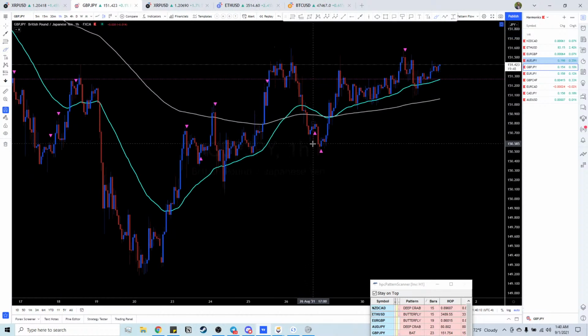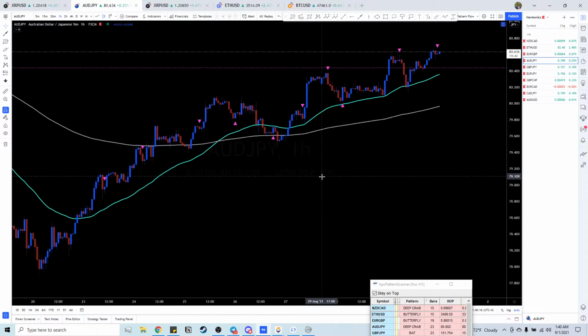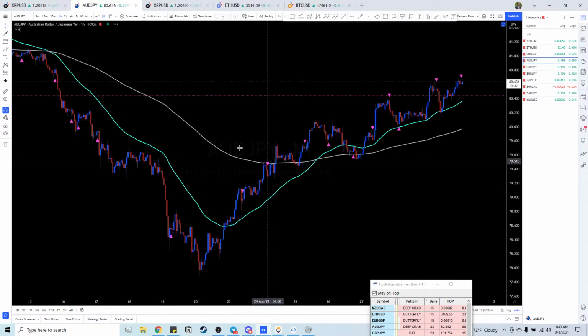But first of all, this is the wrong pair. We're supposed to be on Aussie yen. And yeah, on the hourly time frame, 23 bars ago. Let's see, 23 bars ago. That's when it completed. And this is a butterfly.